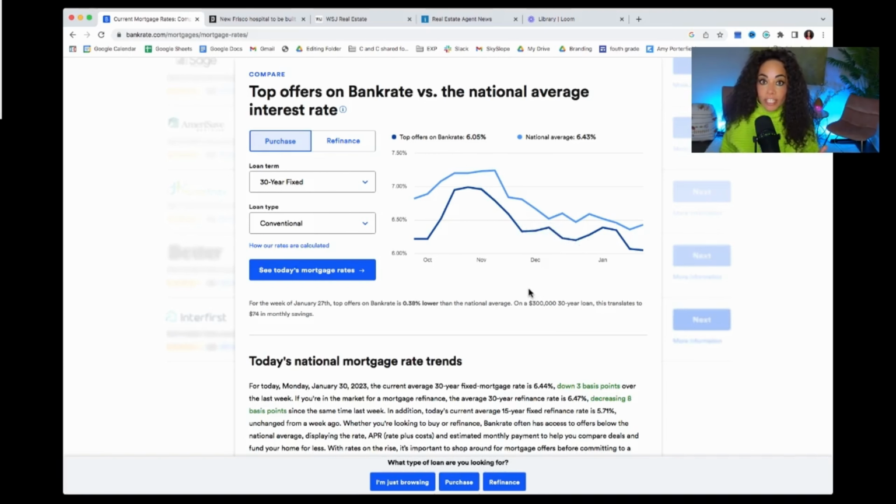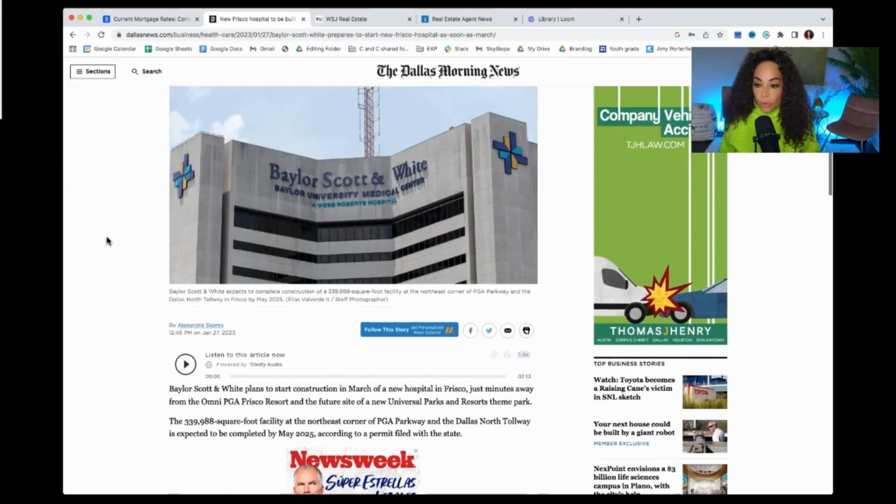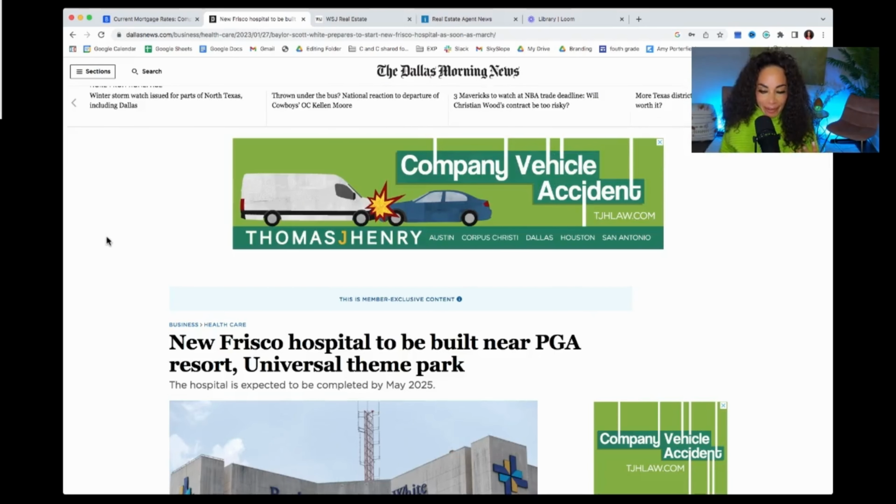And so I first like to educate my clients, giving them a real up-to-date picture on what's going on with interest rates. Then I go to researching nationally and locally. So this is our local paper. It's not a paper anymore because everything's electronic, but you know what I mean. I feel like I'm dating myself when I say paper. But this is our local news outlet.